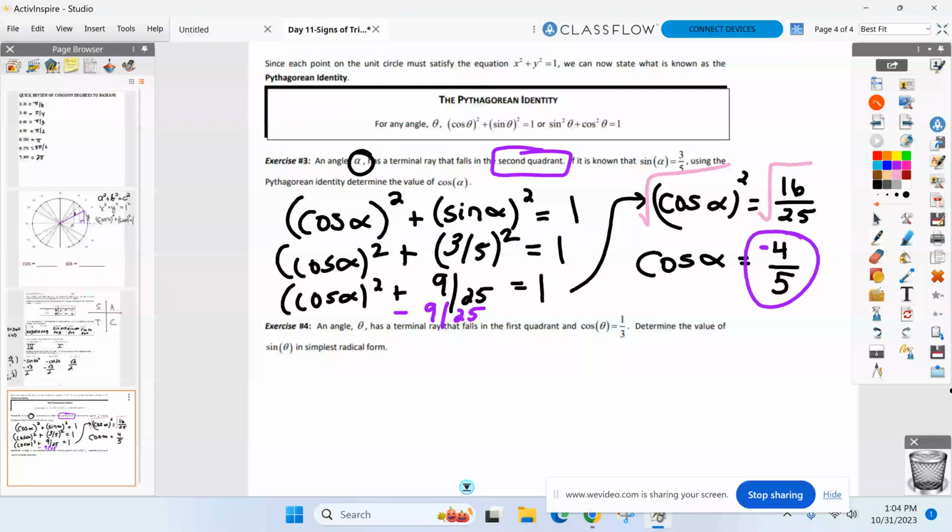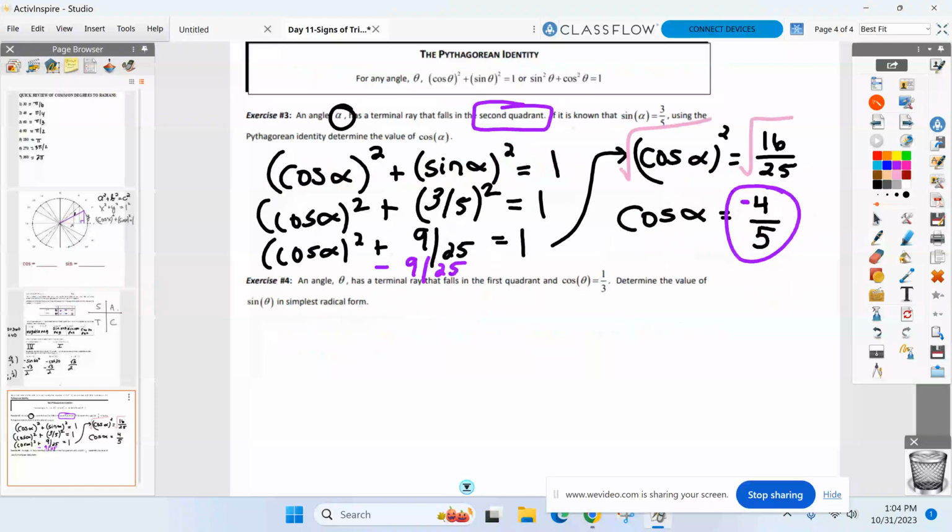All right, one more, and then you can get going on your own. Now instead of alpha, it's theta. What quadrant are we in? Why don't I have to worry about it? Everything's positive, right? So I don't have to worry about the negative at the end. I'm giving you cosine here and looking for sine in simplest radical form.